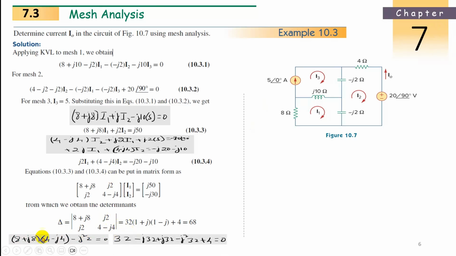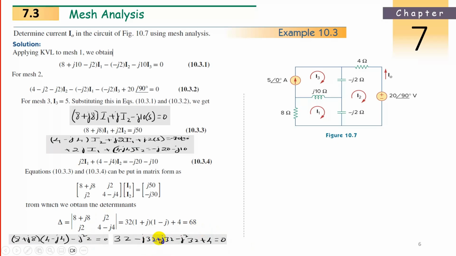So 8 into 4 is 32. Then 8 into 4 is 32. So 32 minus j32, then again 8 4s are plus j32 minus j squared 32. Now this j squared is nothing but minus 1, so minus of minus is plus. That is 4. From where is this 4 coming? Okay, sorry, it is not j squared, it is 4. Not 2 into 2, it is 4. So j squared is minus 1, minus plus this.